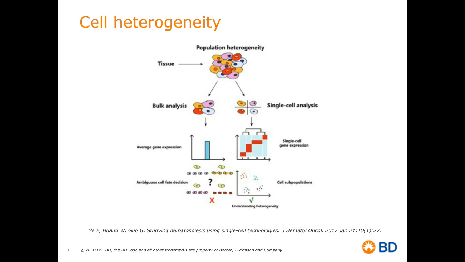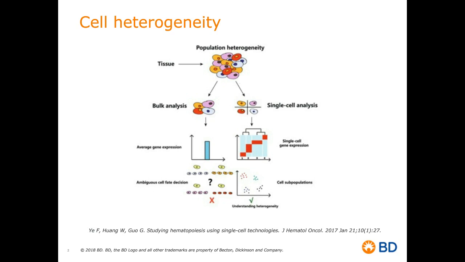And I will start from the cartoon shown here from a review from Ye et al., where the authors really nicely showcase the power of single-cell analysis when addressing important biological information about heterogeneous samples. If we start from a tissue or a sample that contains different cell types, so heterogeneous in nature, and a bulk analysis is performed, the readout, and eventually the information that is obtained, is an average of the gene expression or protein expression of all the cells that form that tissue.